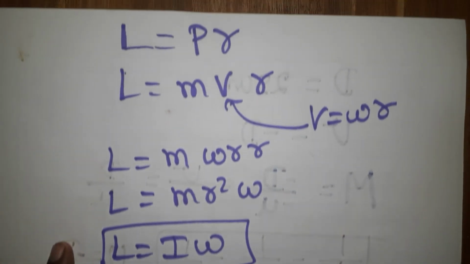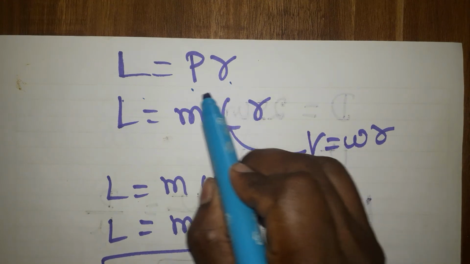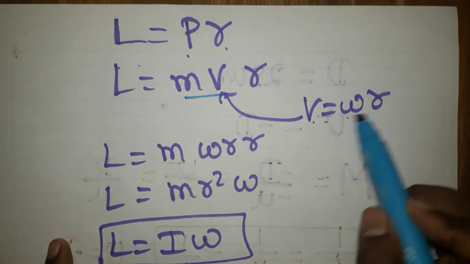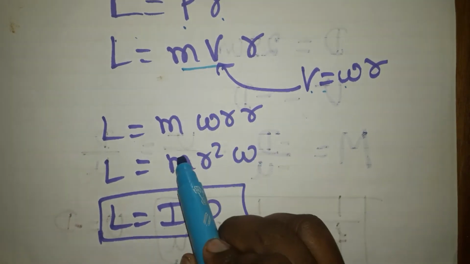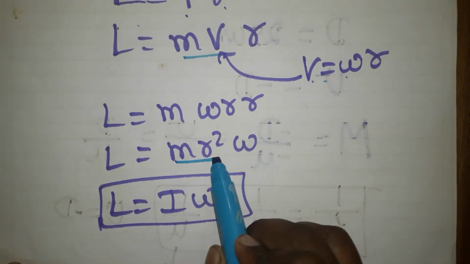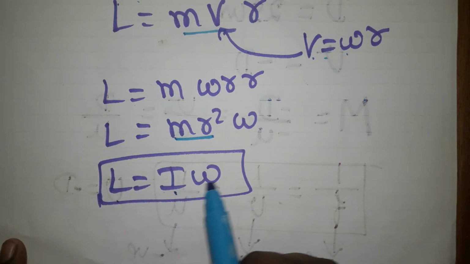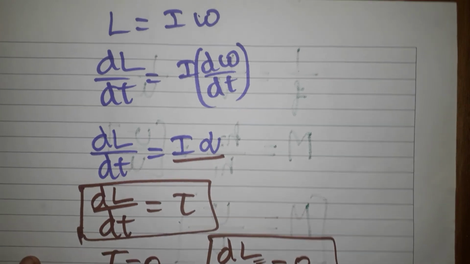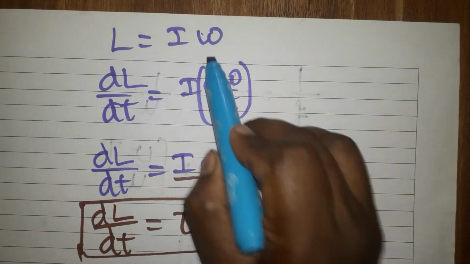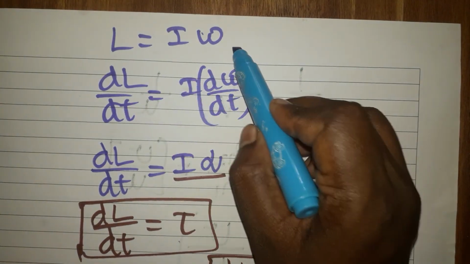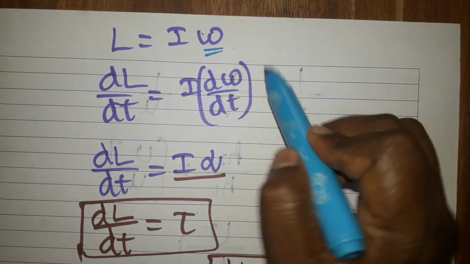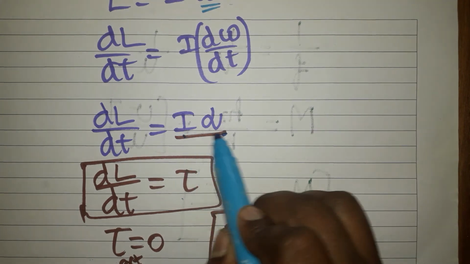The next thing: angular momentum is linear momentum times radius, and linear momentum is mass into velocity. Velocity I know is omega times r. If I substitute omega times r, I will get m r square omega, and we can take m r square as inertia. So angular momentum L is equal to I omega. If we differentiate this, dL by dt is equal to I d omega by dt. What is d omega by dt? Rate of change of angular velocity, which is called angular acceleration, alpha.